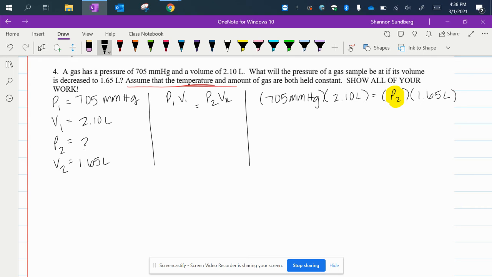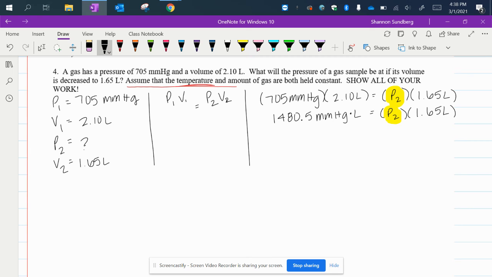Now, what you need to do on the left side, let's clean it up a little bit. You're going to multiply 705 times 2.10, and you're going to get 1480.5. And don't forget to carry down your units. Millimeters of mercury times liters equals P2 times 1.65 liters. And again, I'm going to highlight that P2 value so I don't lose it.